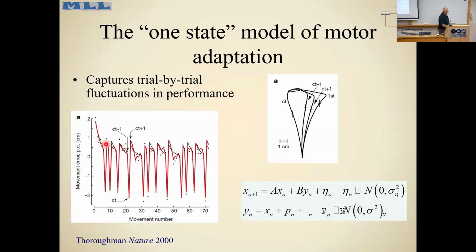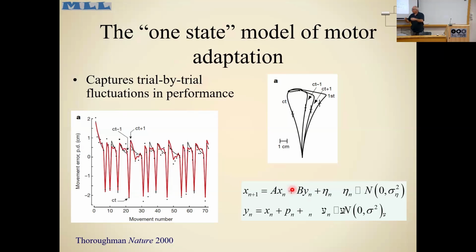And that idea led to models which say, oh, maybe we can describe this process as a process of a simple state. There's just like, where do I want to go? And every time I make an error, I fix it. If I moved a little bit to the right, the next time I move a little bit to the left.